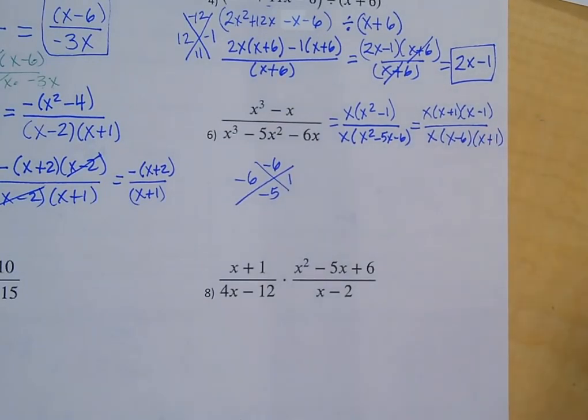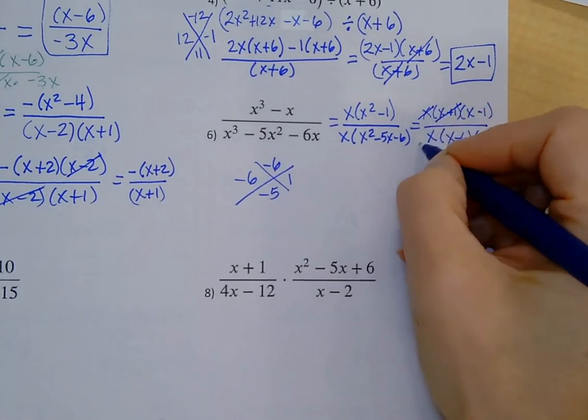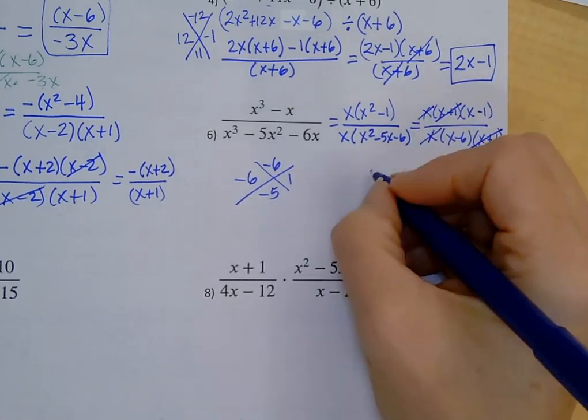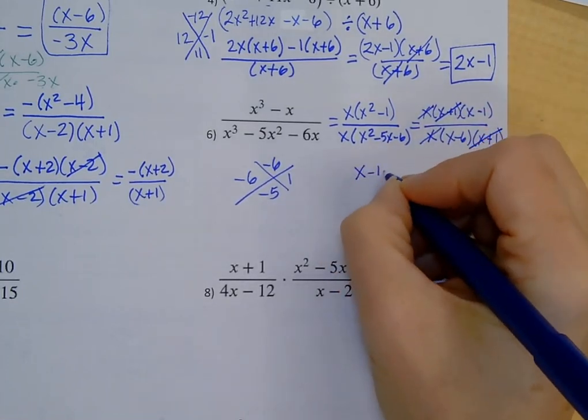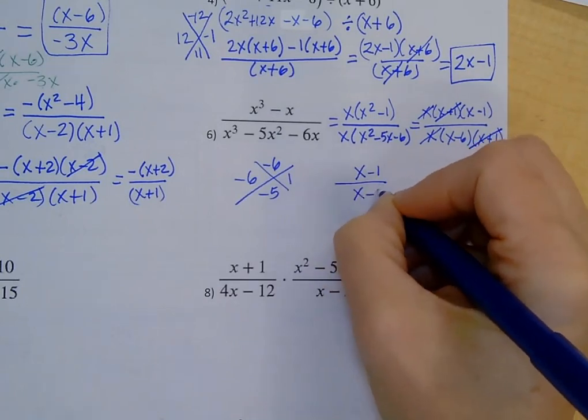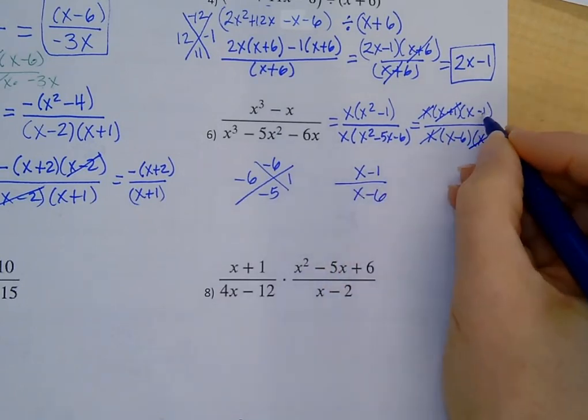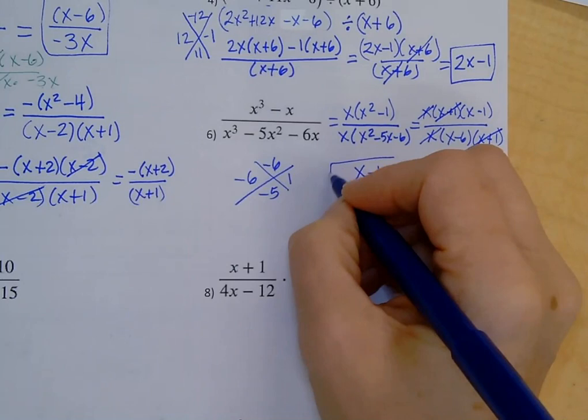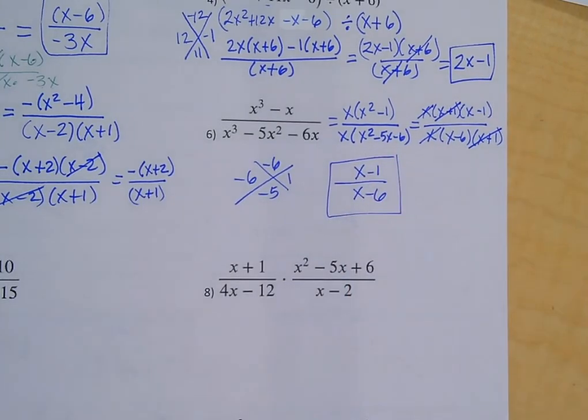So I see some things I can cancel. Get rid of the x plus 1, x plus 1. Okay, and x divided by x, yeah? So my answer is going to be what's left, x minus 1 over x minus 6. See, all I had in the numerator was x minus 1. All I had in the denominator was x minus 6. Okay.